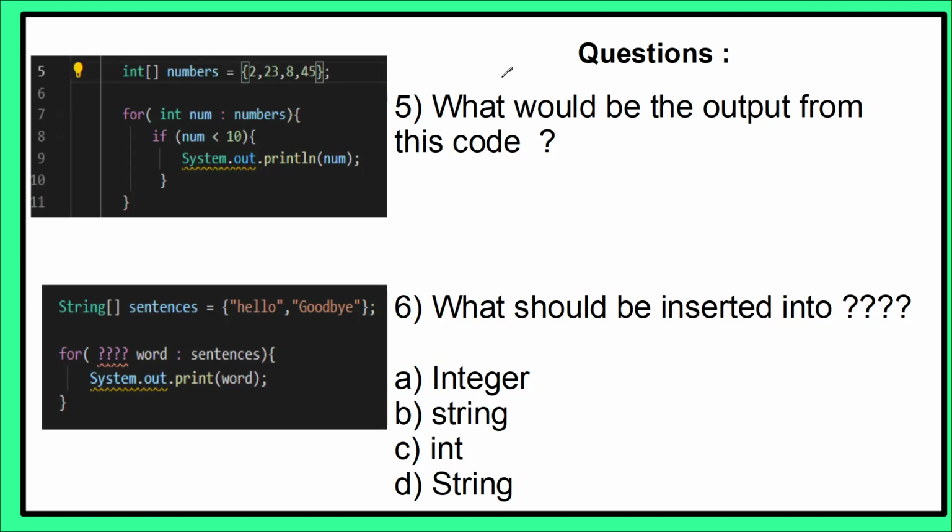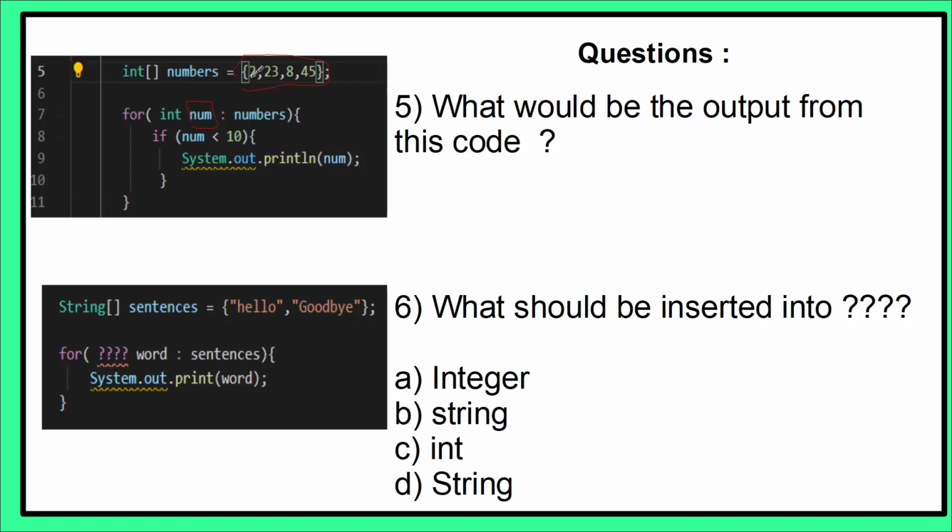So for the last set of questions, we're going to be looking at for each here. So what would be the output from this code, and what would be inserted into the question marks? Again, pause the video and see if you can answer these questions. So here, number 5, we have our boxes, and then each box will be inserted into our variable. But we're not printing all of our variables. We can then go into check to see if our value is less than 10. And if it is, we're going to print it.